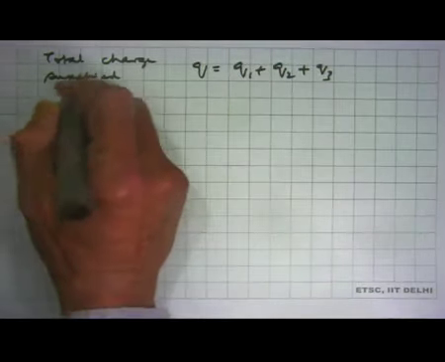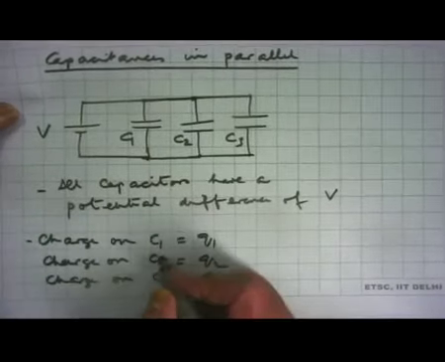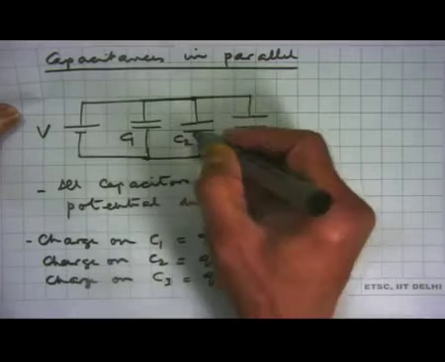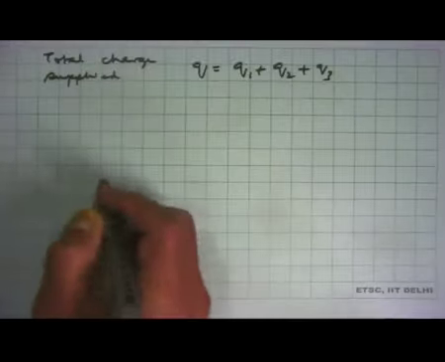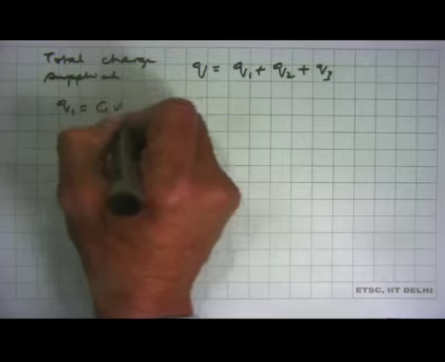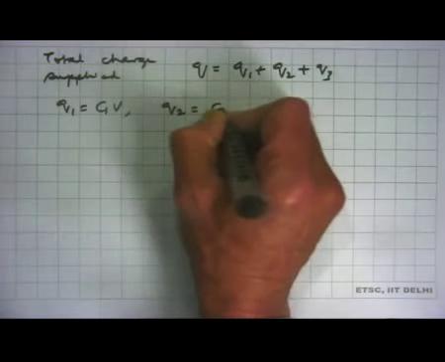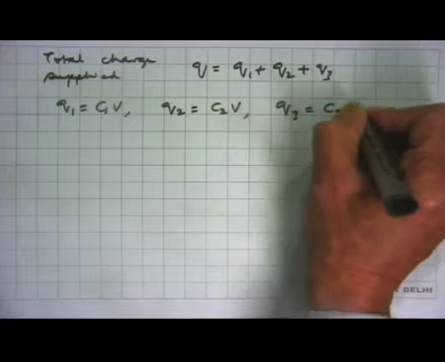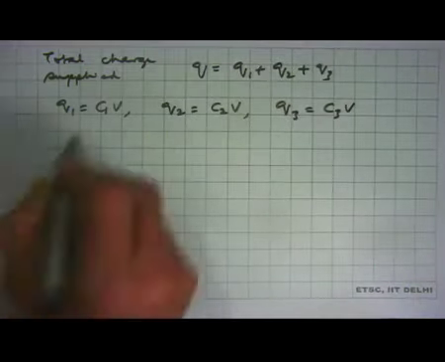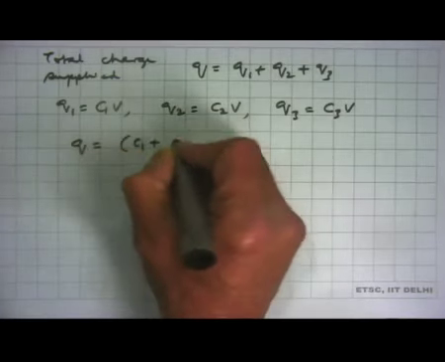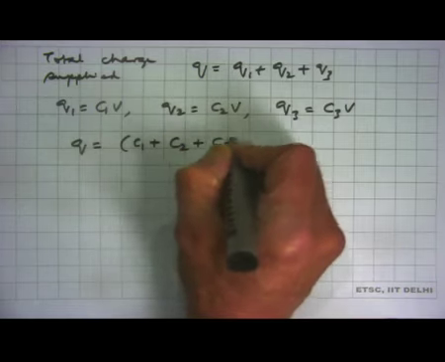and because I have assumed that the charge Q1 is on capacitor C1, Q2 is on C2, Q3 is on C3, I have the following three equations. I have Q1 is equal to C1V, Q2 is equal to C2V and Q3 is equal to C3V. Same potential, different capacitors at different charges. So, I get Q is equal to C1 plus C2 plus C3 into V.